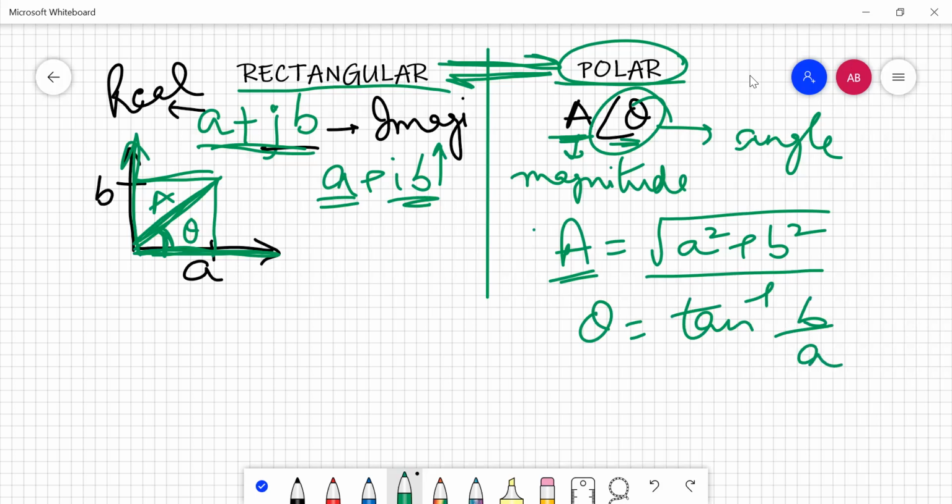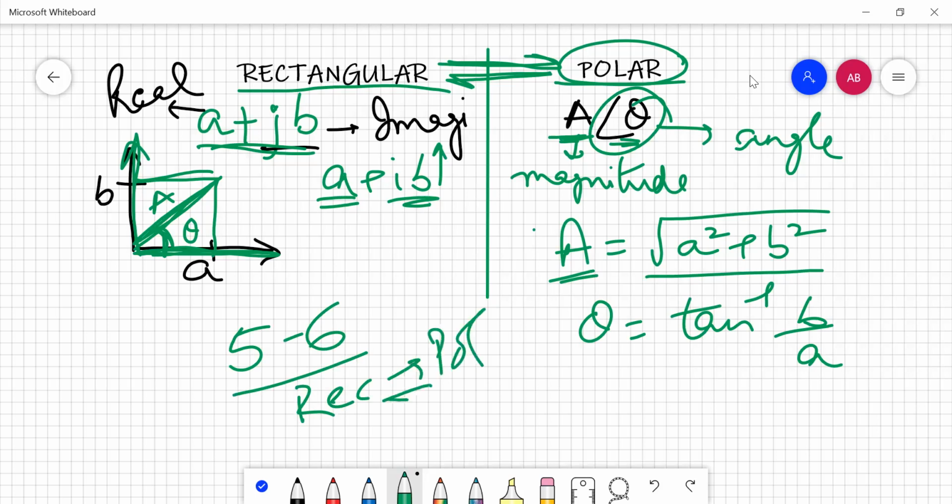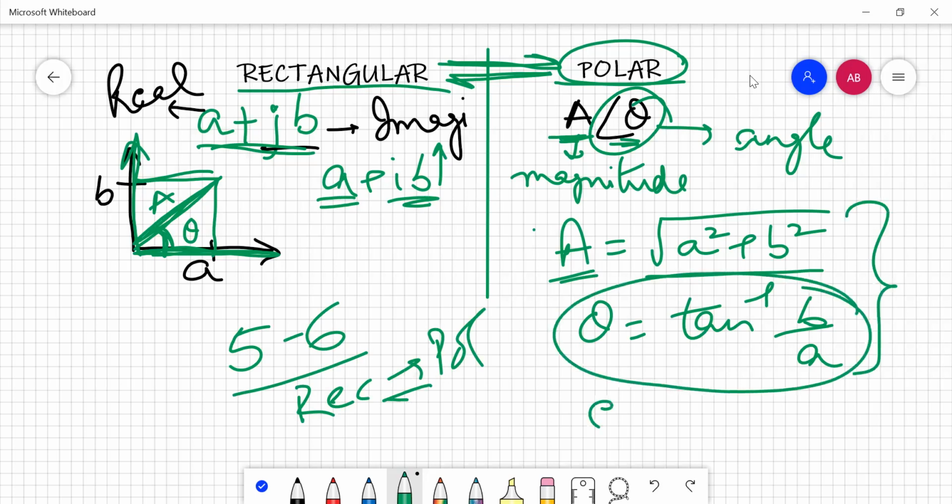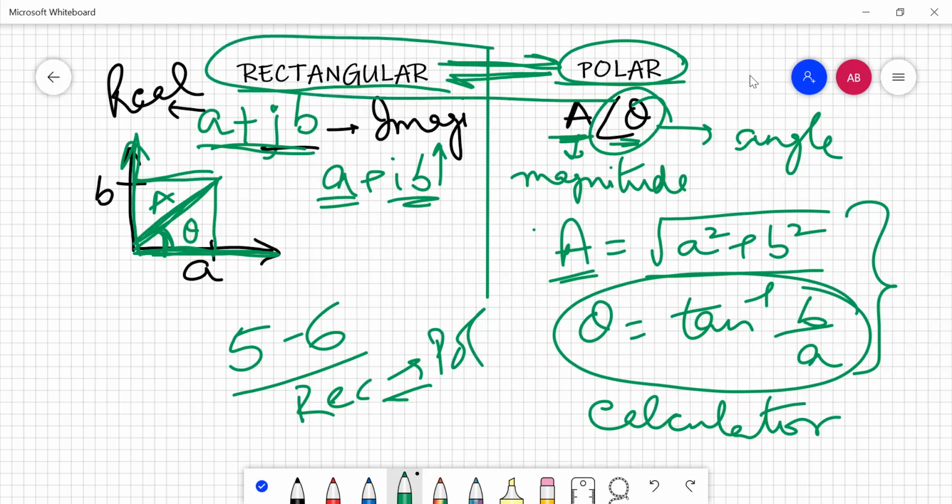But when we go for the theorems, you require at least 5 to 6 conversions from rectangular to polar and vice versa. So it becomes really impossible to convert again and again. Moreover, for calculating your angle, you again require your calculator. So what we are going to do now is become familiar with this type of conversion on our calculator. So let's start.